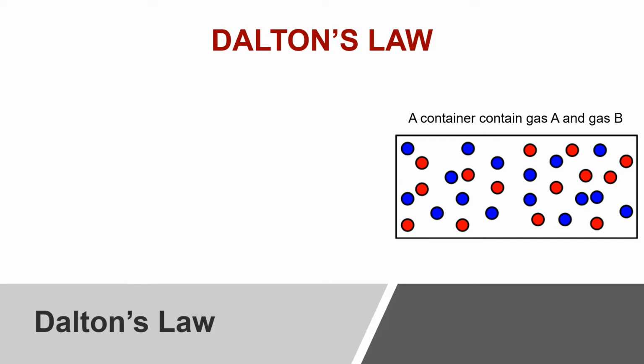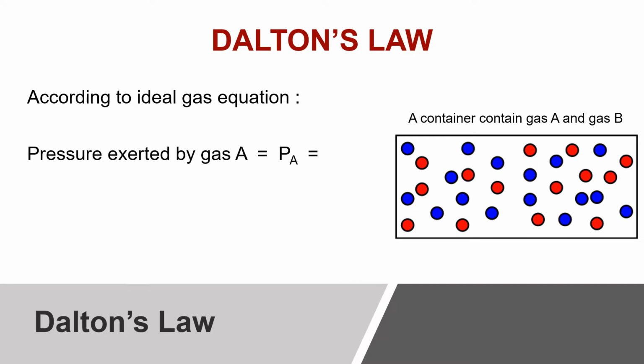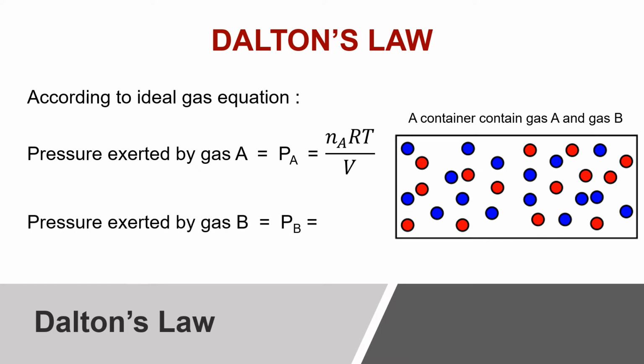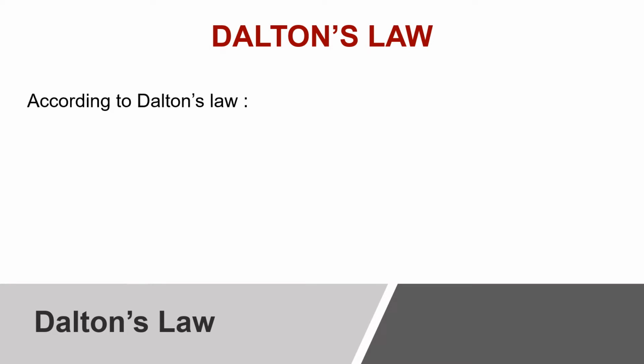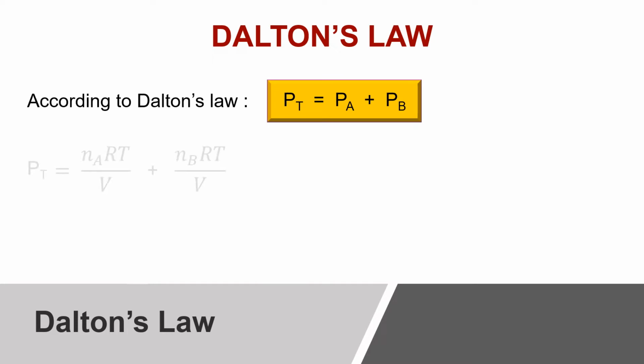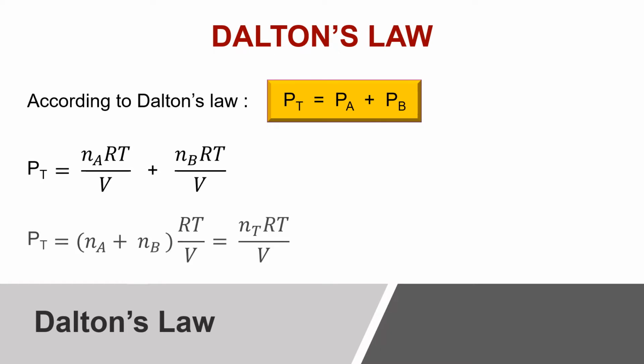If a container contains gas A and gas B, according to the ideal gas equation, the pressure exerted by gas A is equal to nA RT over V, and the pressure exerted by gas B is equal to nB RT over V. According to Dalton's law, the total pressure of the gas mixture is equal to the sum of the partial pressures of gas A and gas B. By substituting the partial pressure of each gas into the formula, we can rearrange it in terms of the total number of moles and T.